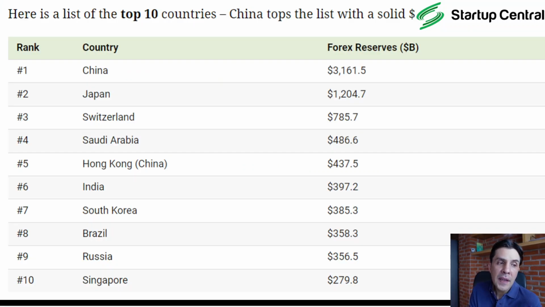Now, here's a list of the top 10 countries holding reserves in foreign exchange currencies. And we know that 60% of this, on average, is US dollars. So China is holding $3 billion. Then Japan is the next country. It's 1.2. Switzerland, that's $785 billion. Saudi Arabia, 486. Hong Kong, which is China again, basically it's the same thing, 437. Then we have India, South Korea, Brazil, Russia, and Singapore.